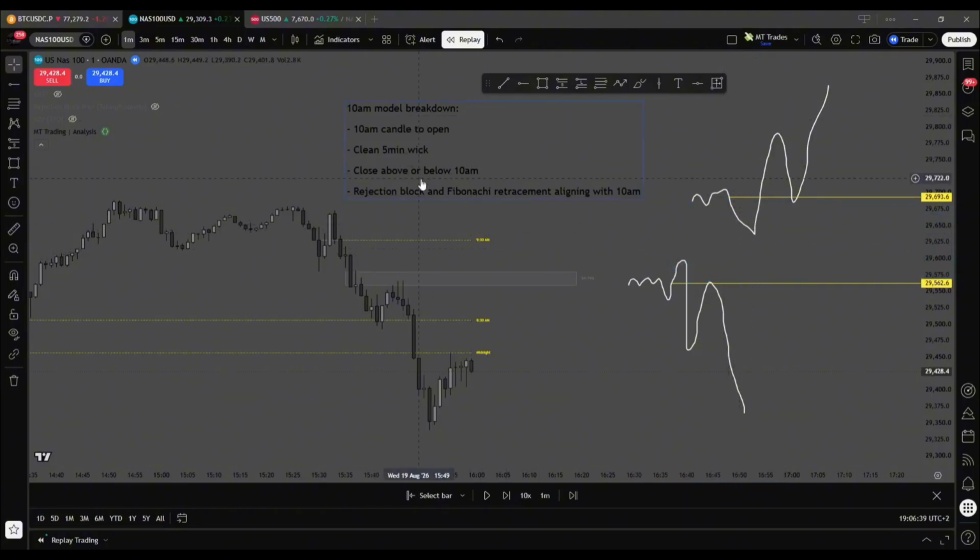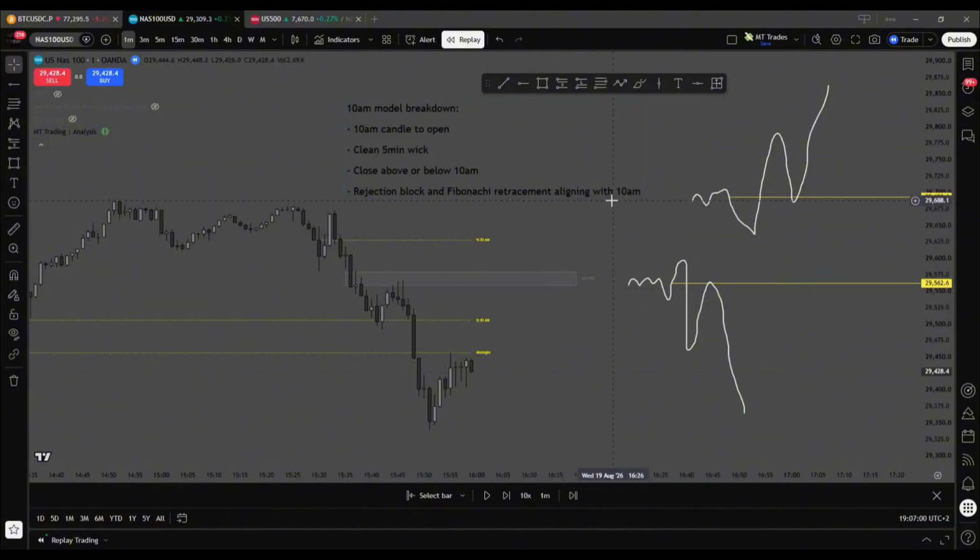And as I said, the next thing after the clean 5-minute wick, we need a close above or below for either short or long setups. For a short setup, this is a close below, and for a long, it's this. It's basically just a manipulation in either direction.